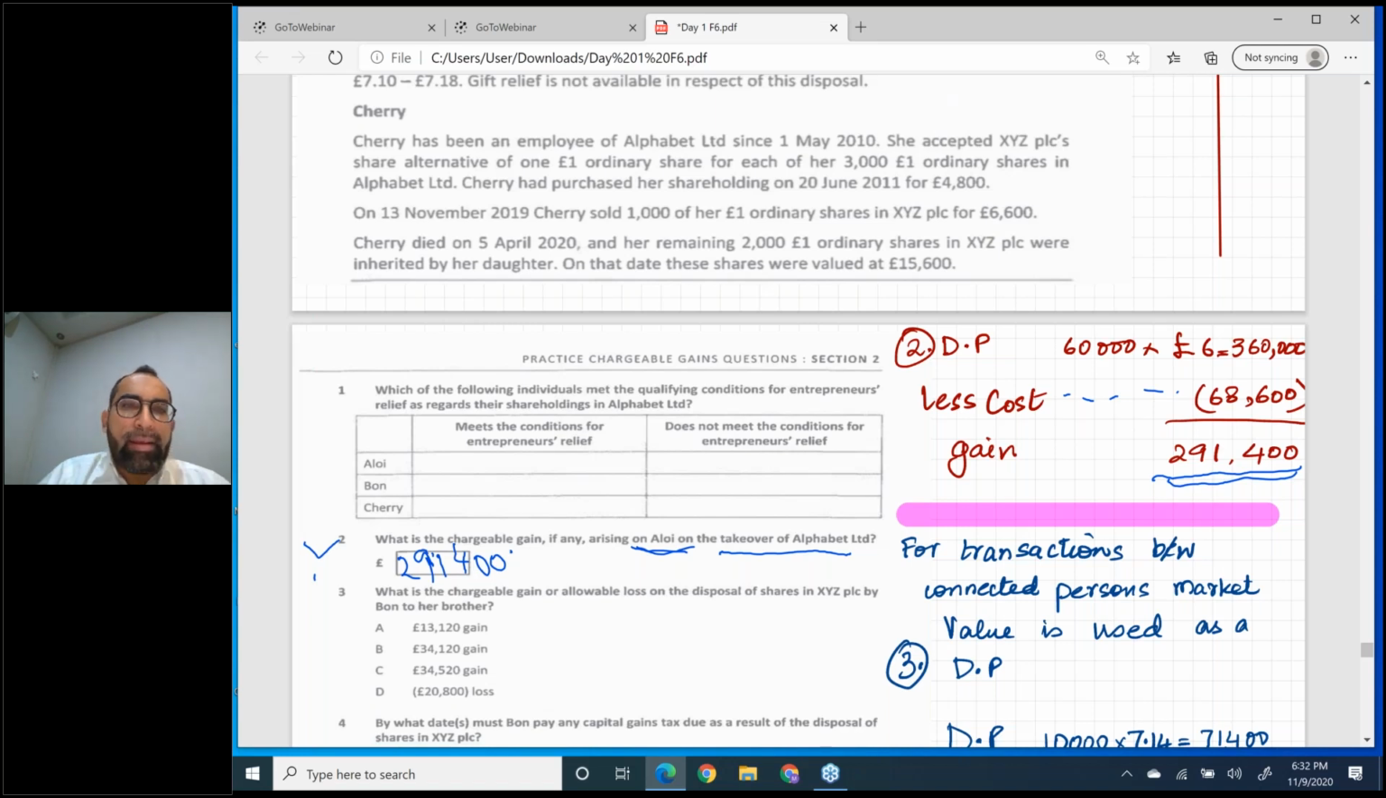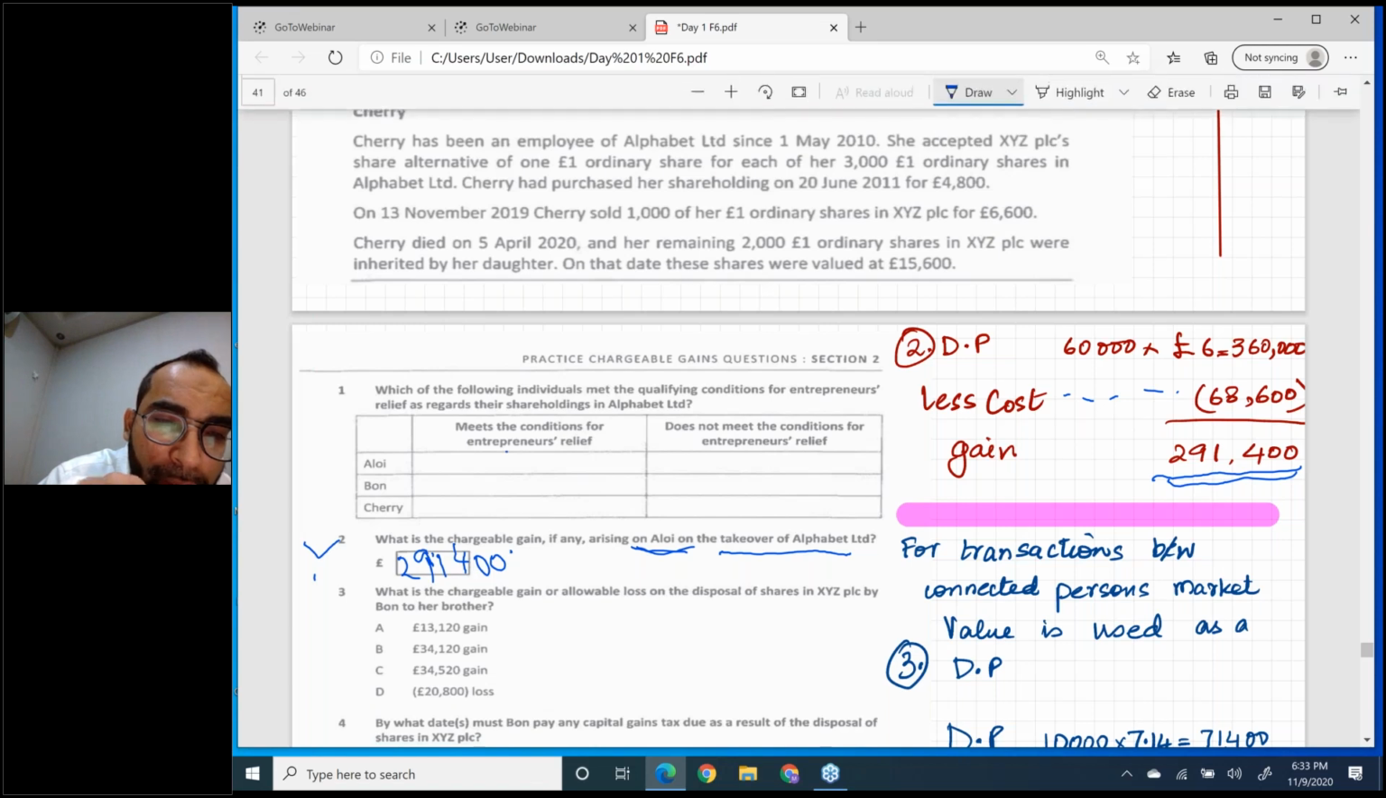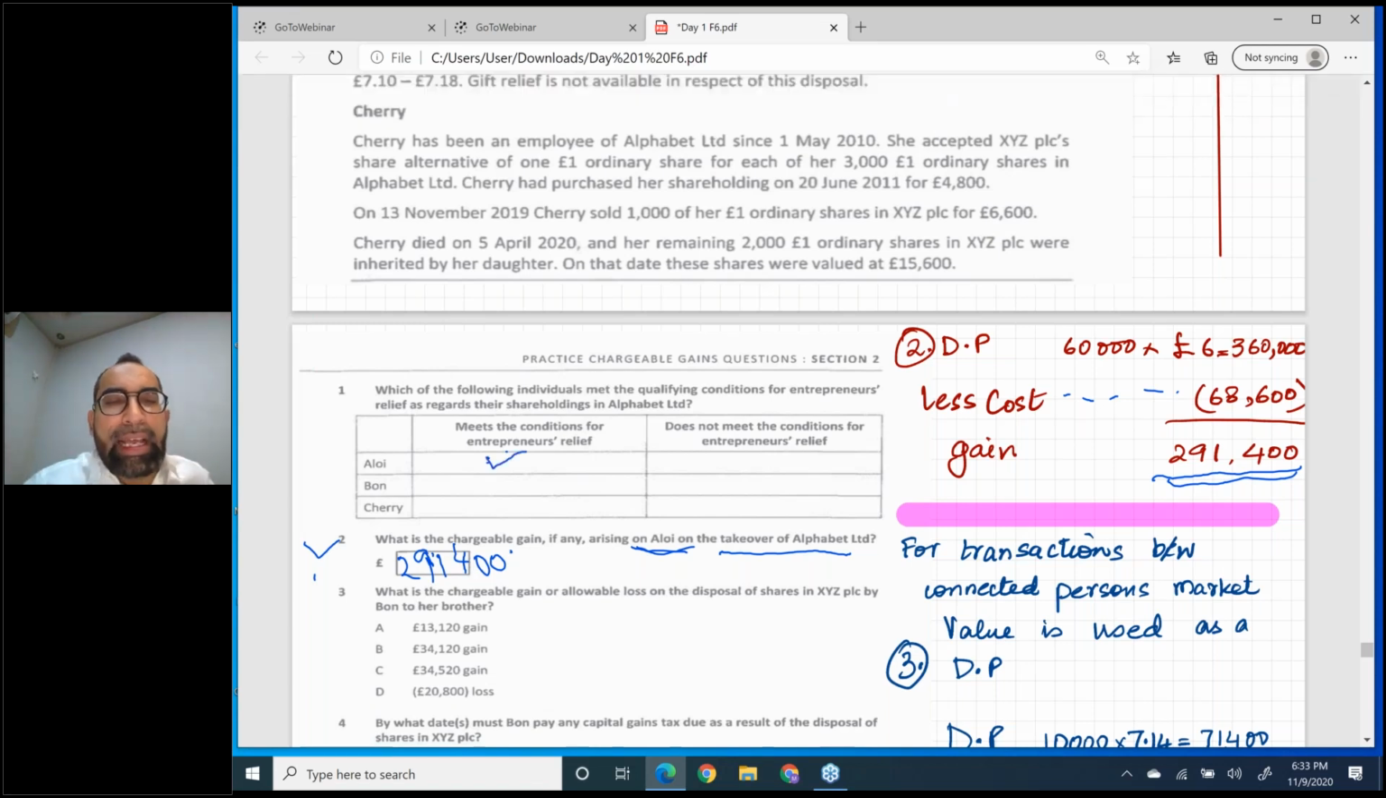Now, I just told you in the theory reading that Alloy met all the conditions of entrepreneur relief. Why? The holding period was almost 10 years in this question, and we need 24 months. She was doing a job, she had a holding percentage of 5%, and this is a trading company as well. So all conditions are met. So in question number 1, which of the following individuals met the qualifying condition for entrepreneur relief? For Alloy, the answer is yes, Alloy met the conditions for entrepreneur relief.